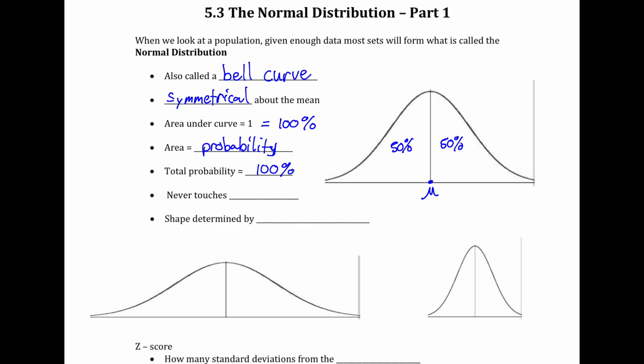So this is fun because it never touches the x-axis. It goes out and gets really close down to infinity. It's how curves work, but we can still do areas because math. The shape is determined by standard deviation.